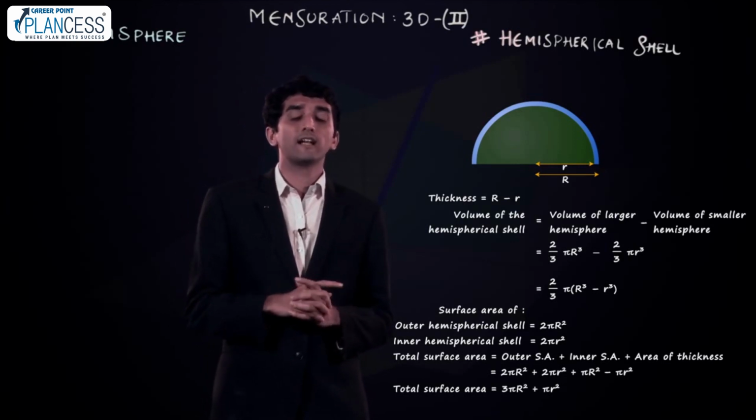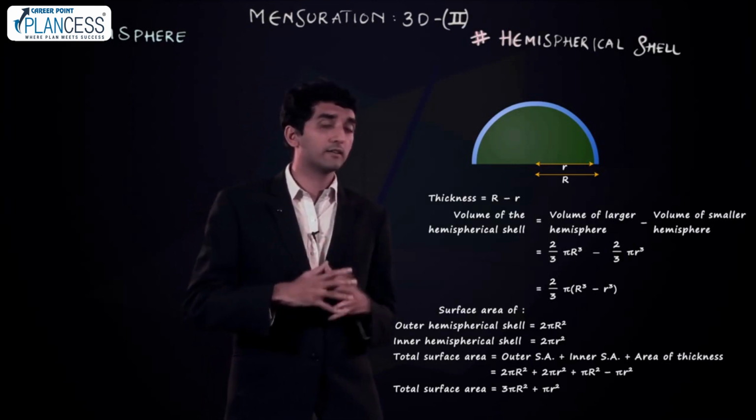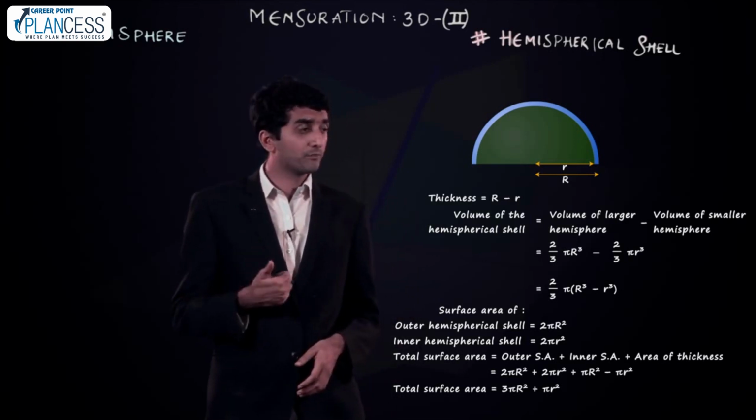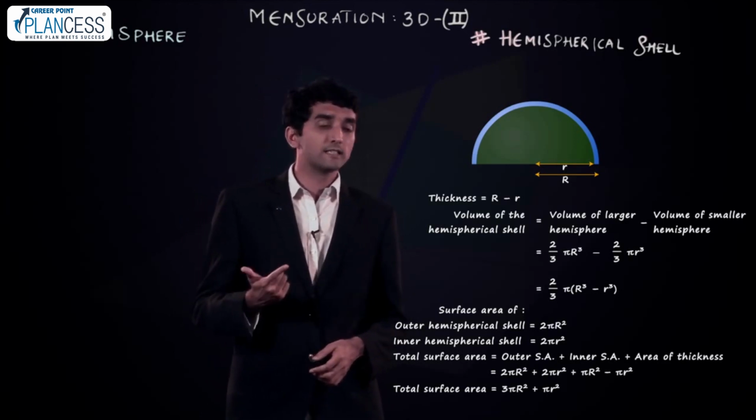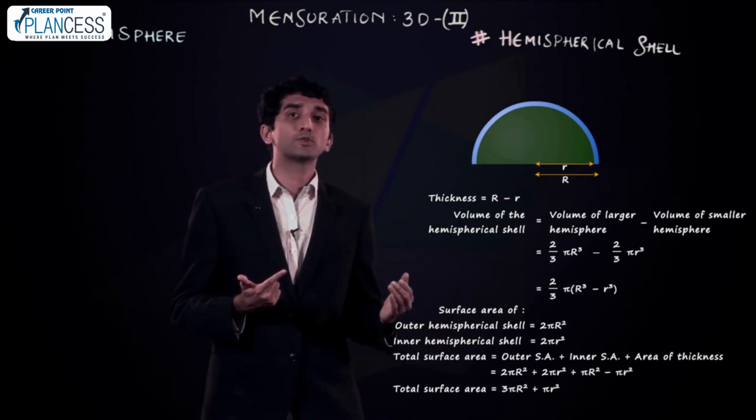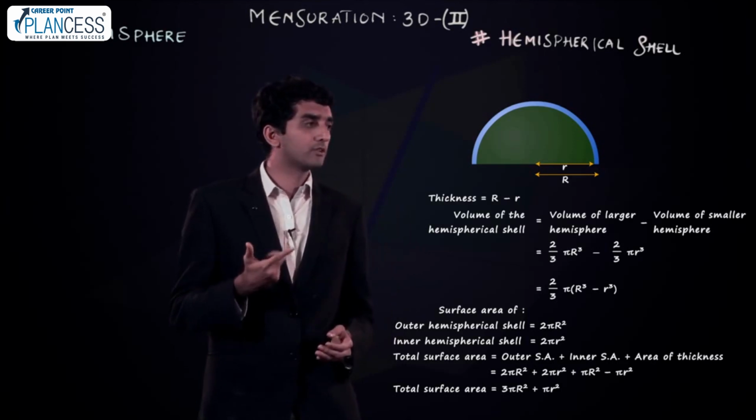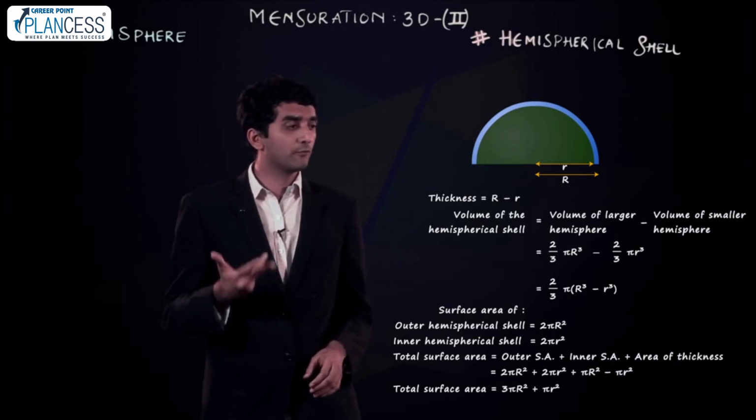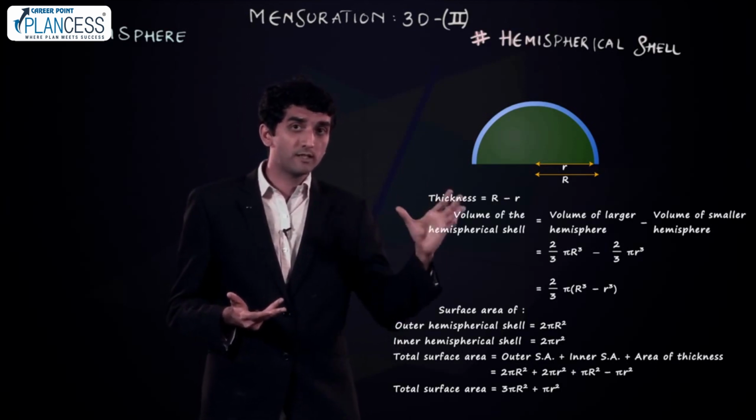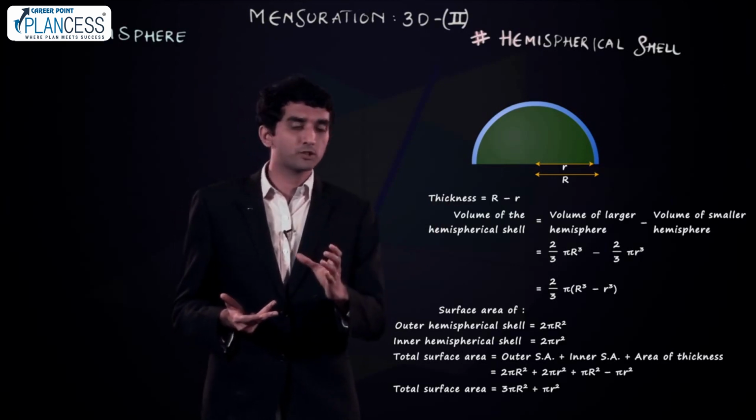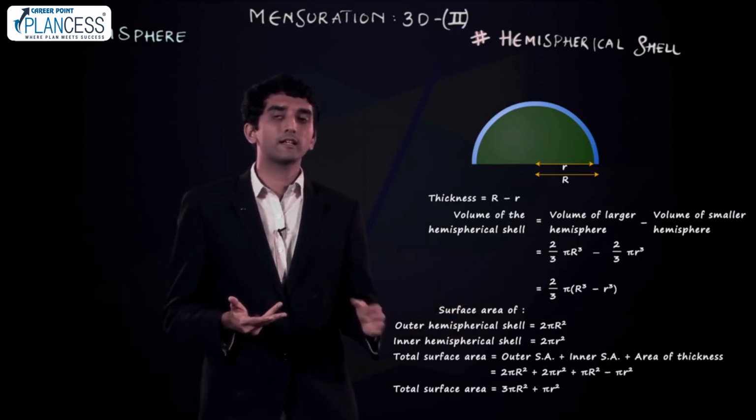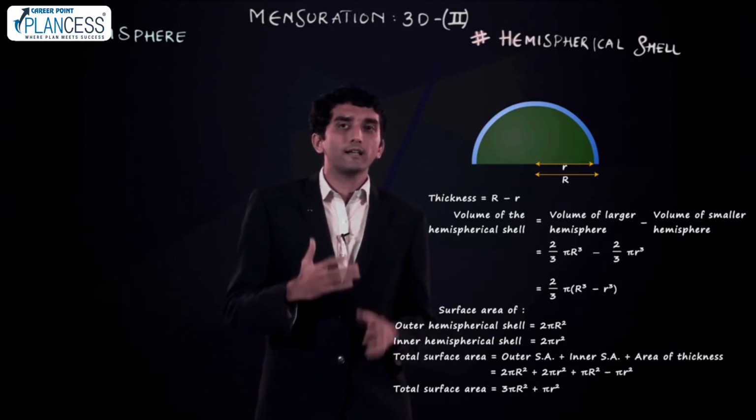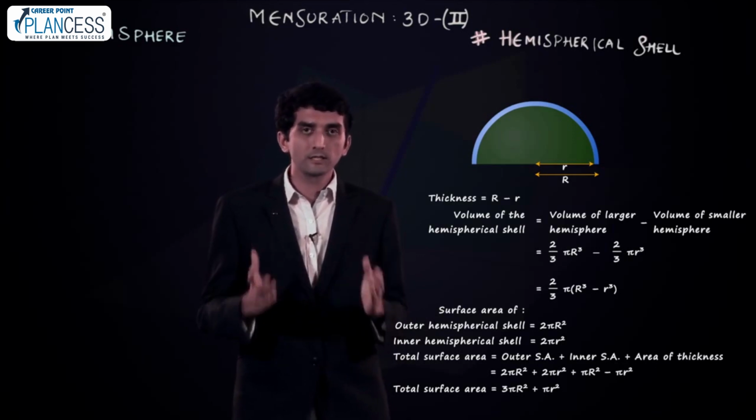And hence these are the important formulae about a hemispherical shell with an outer radius of capital R and a smaller radius of small r, and the formulae are: 1. The thickness of this shell is capital R minus small r. 2. Volume of the hemispherical shell is 2 by 3 pi capital R cube minus 2 by 3 pi small r cube. 3. The outer surface area of this shell is 2 pi capital R square. 4. The inner surface area of this hemispherical shell is 2 pi small r square, and lastly, after calculating, the total surface area of this hemispherical shell is 3 pi capital R square plus pi small r square.